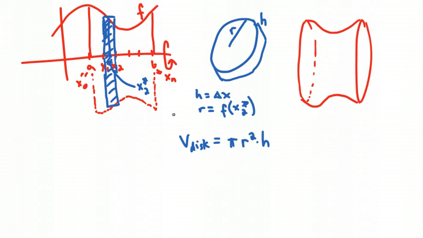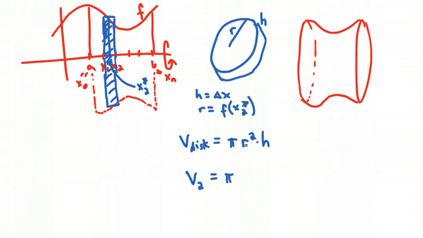So let's look at this particular disk here. I'm going to call this V sub 2, because it's the volume of the second disk. I didn't draw in the first disk here, or the third, or the fourth, or the fifth disks. So I'm going to call this V sub 2, the volume of the second disk.